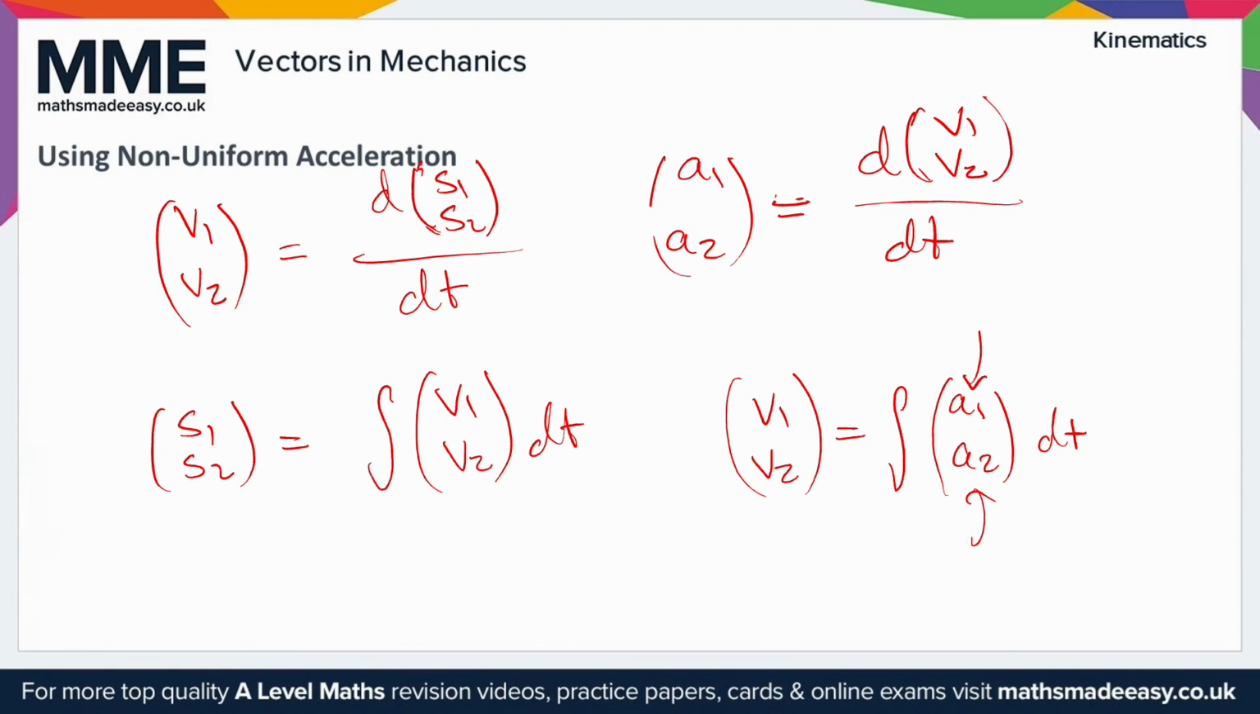So, for example, if we had (a1, a2) here was, let's say, 2t and then 5t, well, integrate them separately. What would we get? We would get t squared, and we would get 5/2 t squared, and then plus some c. So you can just differentiate or integrate to go between them.